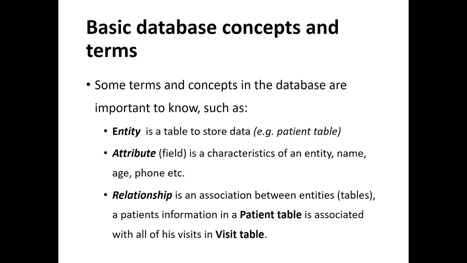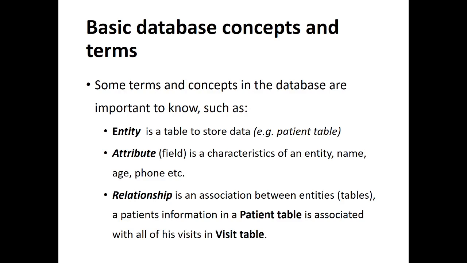And the third term, which is also most important, is the relationship. Relationship is an association between two entities. What is the entity? The tables. Yani, we are having a relationship between two tables. For example, we have a patient table. In this table we have information about the patient ID, patient name, patient phone number, patient age, and then a patient is making a visit to the doctor.